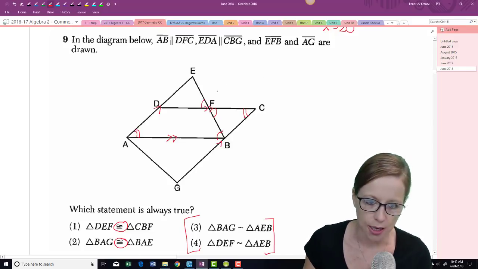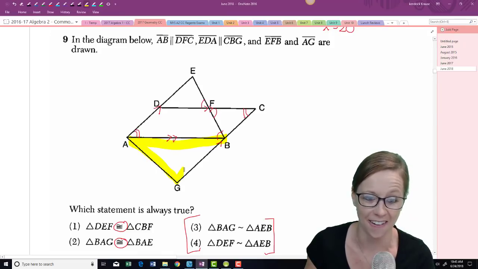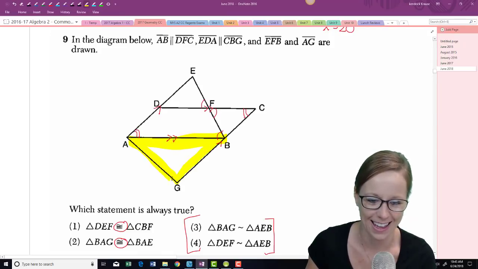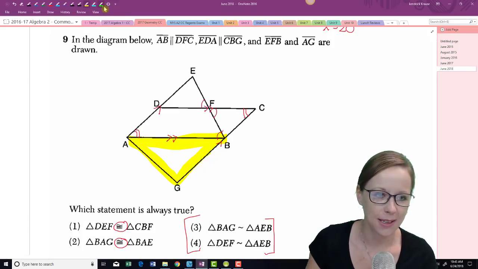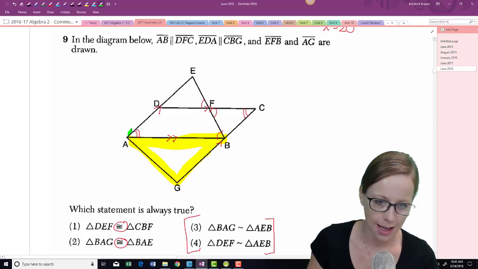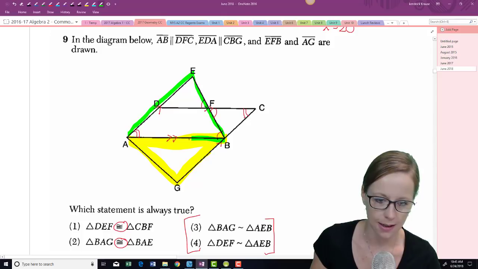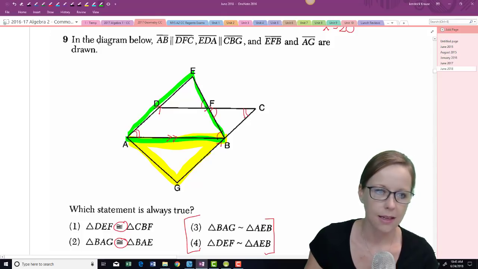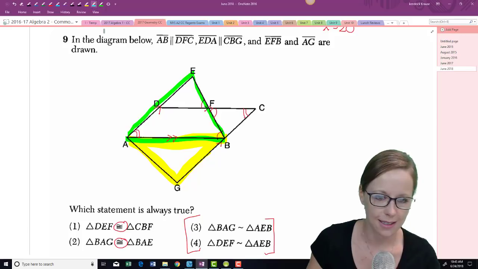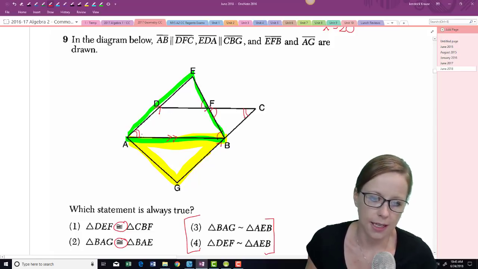So BAG. I'm going to get a highlighter. Is BAG similar to AEB? Okay, let me get my pen here. Let's see if we got that going on.